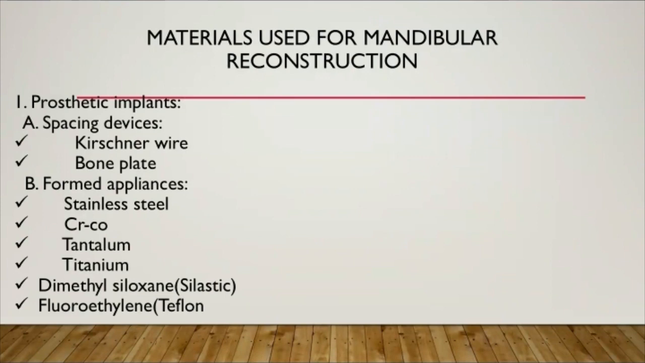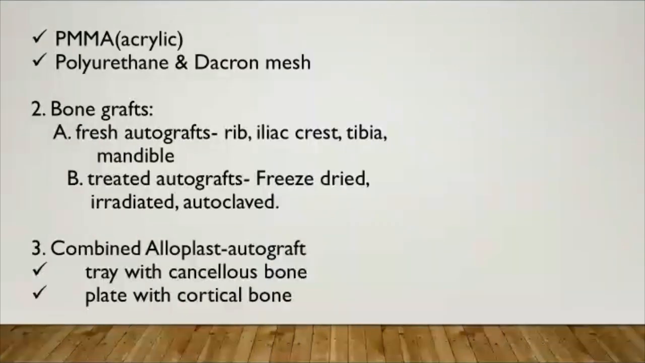So we are taking the materials used for mandibular reconstruction. It can be a prosthetic implant, which can be a specific device. It can be trays, wires, or bone plates. Or it can also be formed appliances, which are like stainless steel or chromium cobalt, titanium. Polymethyl methacrylate can also be used, polyurethane can also be used.